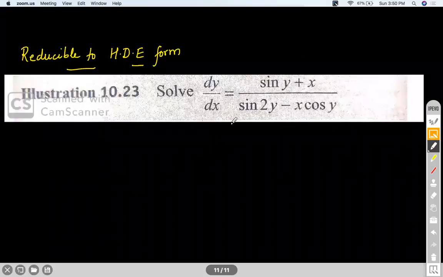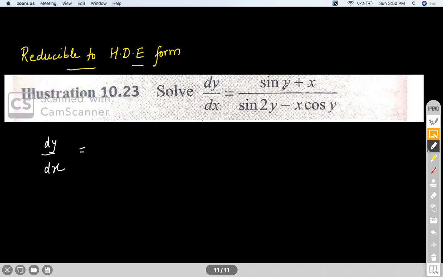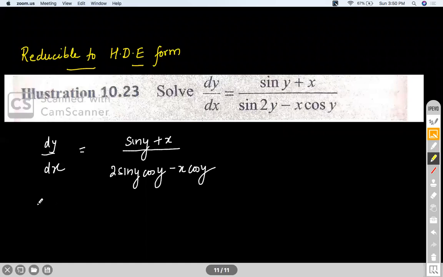Now, in the present form, it doesn't look like a homogeneous differential equation, right? But wait a minute, we can actually convert it to one. How? Let's check it out. Here I can write my denominator, which is sin 2y minus x cos y, as 2 sin y cos y minus x cos y. Okay, take the cos y term from the denominator to your left hand side. So you can write it as cos y dy by dx is equal to (sin y + x)/(2 sin y - x).